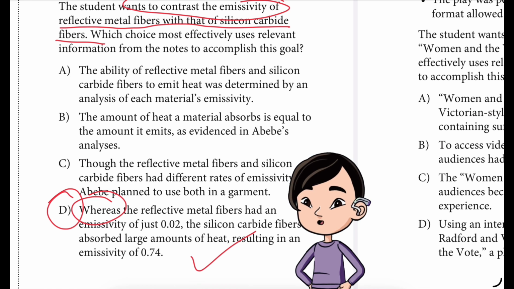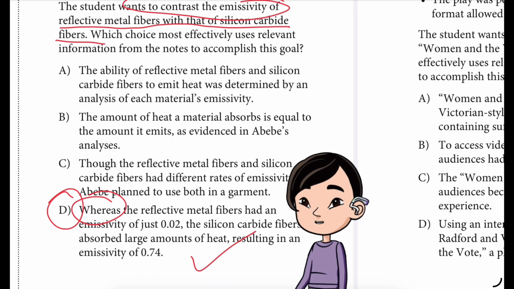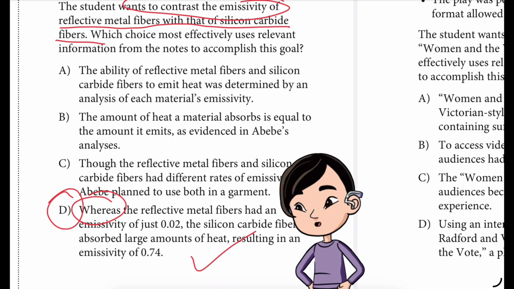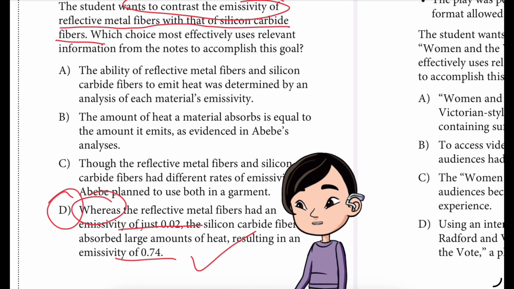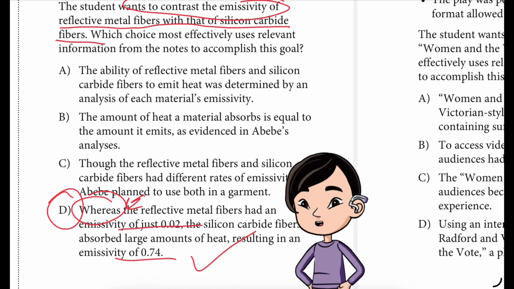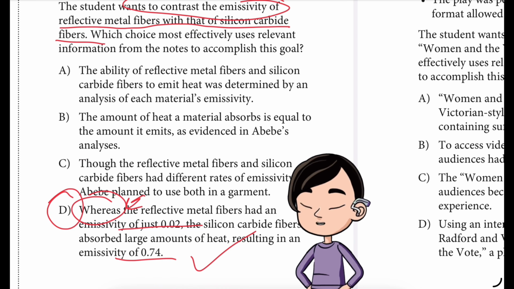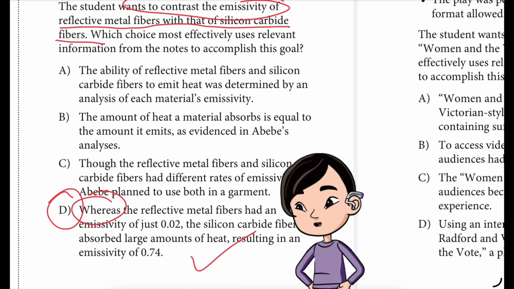Choice A is incorrect. The sentence emphasizes the ability of reflective metal fibers and silicon carbide fibers to emit heat. It doesn't contrast the emissivities of the two fibers. Choice B is incorrect. The sentence states a law of thermodynamics: the amount of heat a material absorbs is equal to the amount it emits. The sentence doesn't contrast the emissivity of reflective metal fibers with that of silicon carbide fibers.